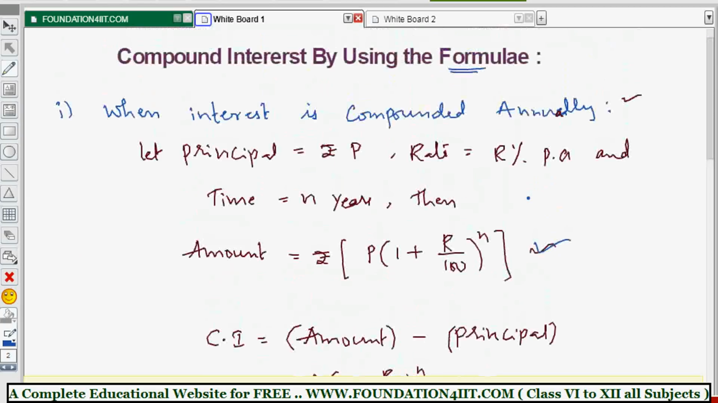From the examination point of view, they do not ask direct questions to find the compound interest when principal, rate and time are given. Otherwise, how to find the rate when principal, time and amount are given. So let's see the topics one by one.